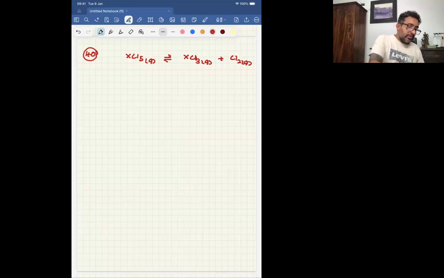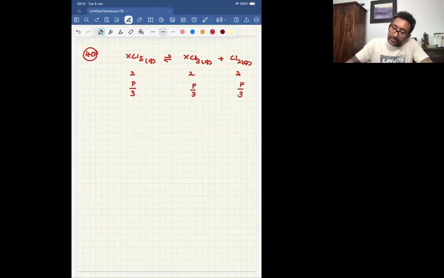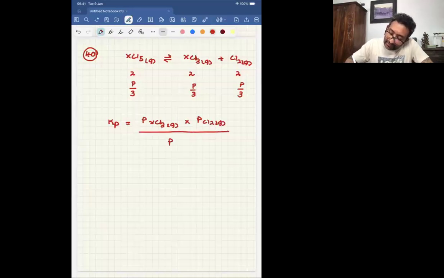Pressure, all gases. All are gases. 2 moles, 2 moles, 2 moles. This is 2, this is 2, this is 2. 40 Pascals. Now 1 over 3, 1 over 3, 1 over 3. Partial pressure is P, P, P. What is Kp? Kp is equal to partial pressure of PCl3 gas times partial pressure of chlorine divided by partial pressure of PCl5.